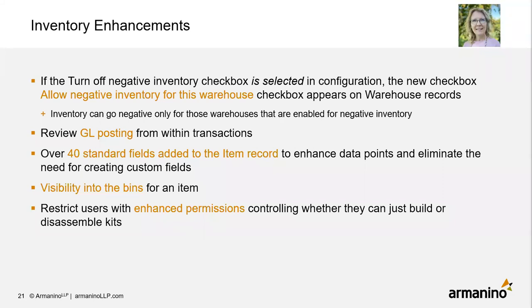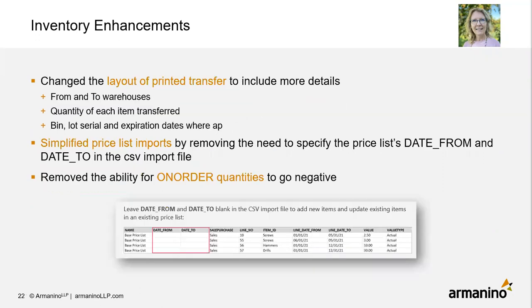And enhanced permissions, okay, if you're using building and disassembling kits. In the past, you had permissions for kits overall. You could build and/or disassemble. Now you have the option for separate permissions. So you can restrict a user: one person can build and another person can disassemble, based on permissions. Intacct has changed the layout of the printed transfer to include more details. So there are from and to warehouses, quantity of each line item transferred, and then bin, lot, serial, and expiration dates where applicable.